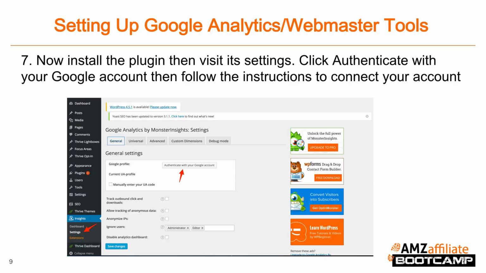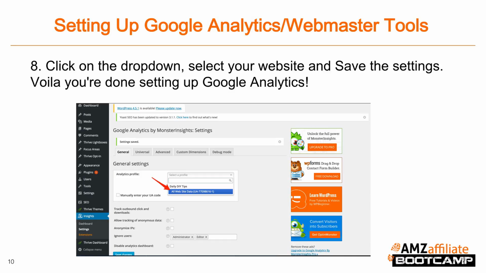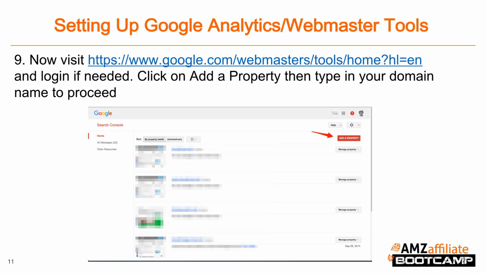Now you're going to install the plugin and then visit its settings. Click Authenticate with your Google account and follow the instructions to connect your account. It's pretty simple. Next, click on the drop-down and select your website and save the settings, and voila, you're done setting up Google Analytics. It's that simple. Now from this point forward, all of your traffic will be measured through Google Analytics.